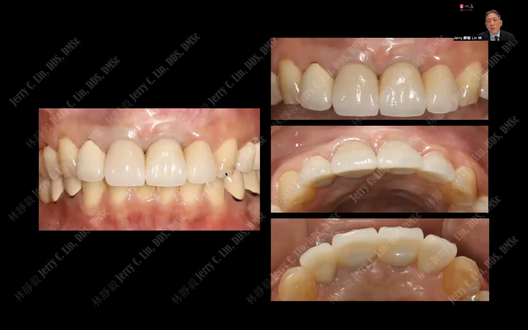Unfortunately, the patient didn't want to have this existing crown replaced, so the new 3 crowns have to compromise the appearance by mimicking this existing crown. But in general, the result was great, and then the patient was thrilled, and she was so happy about it.